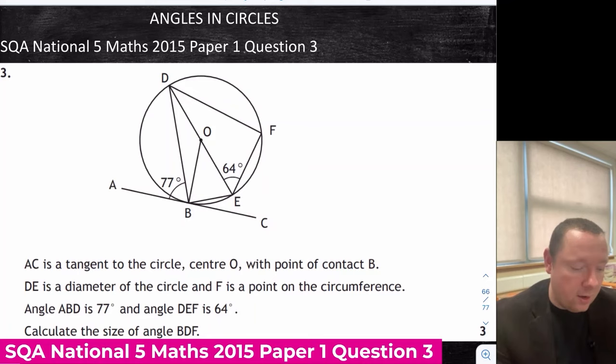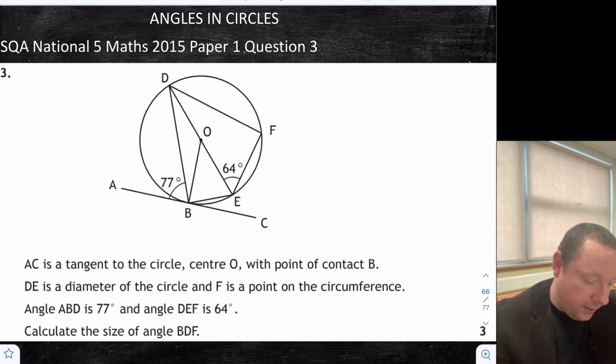15, paper 1, question 3. It says, AC is a tangent to a circle centre O with point of contact B, D is the diameter, F is the point on the circle circumference, and it tells you 77, and it tells you 64, which is all in the diagram, and it has to calculate BDF. I usually just start by calculating whatever I can, really, and just work my way down. So let's have a look at what we've got.